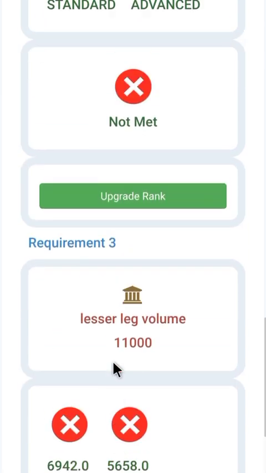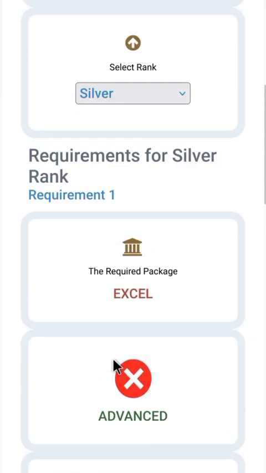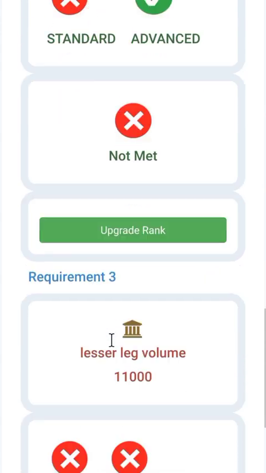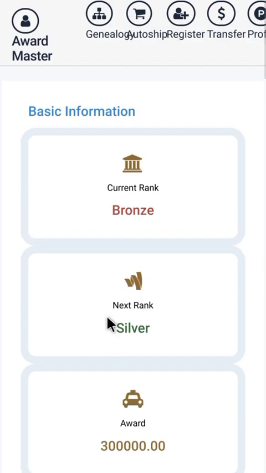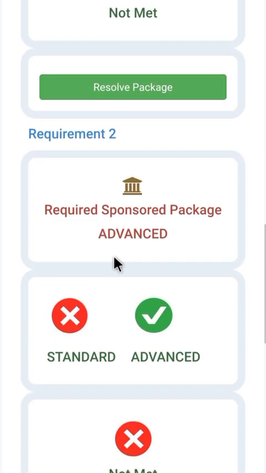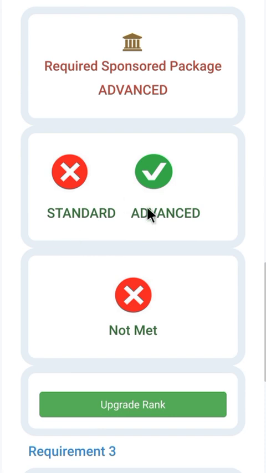So this environment can now help this person to know, okay, fine, these are the things I need to do so that the requirement for the silver rank will be met as soon as possible. So the person can now start working towards them.